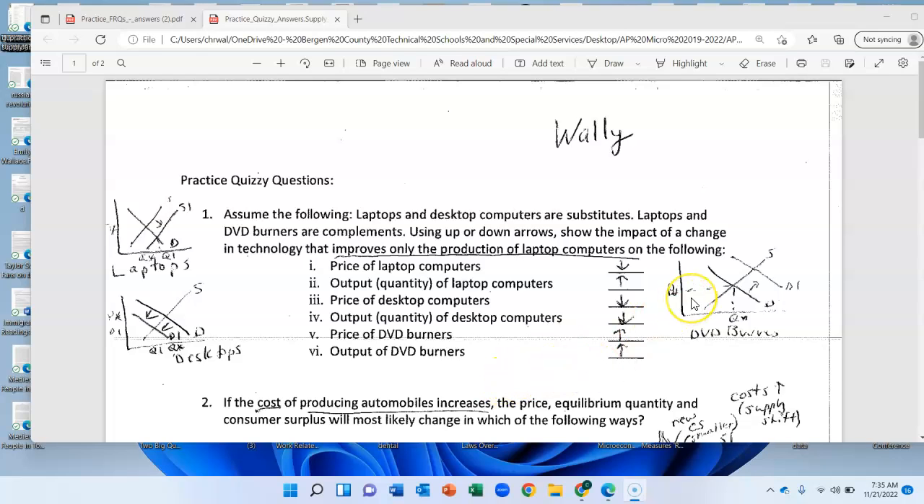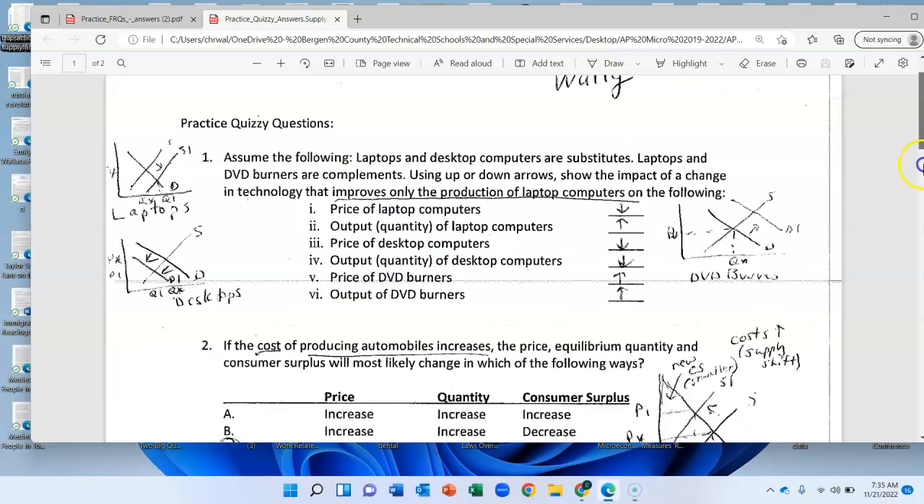On the other hand, complementary goods with laptops, including a DVD burner, but let's also say a charger, are also going off the shelves. In this case, we see an increase in demand for those complementary goods, which would then mean an increase in price and an increase in quantity. Okay, so very, very straightforward.